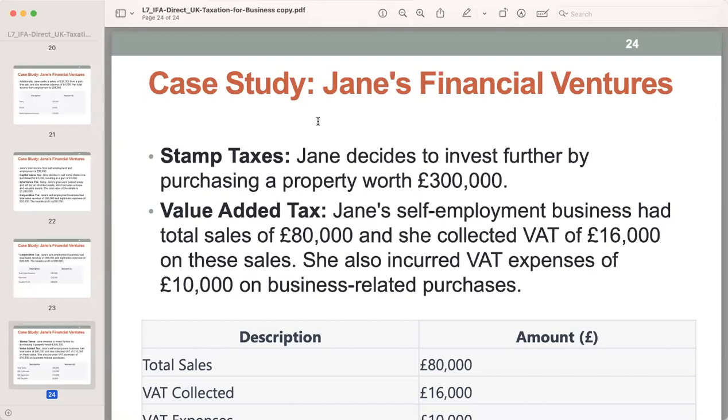When Jane decided to invest further by purchasing a property worth £300,000, she might encounter Stamp Duty Land Tax. Stamp Duty Land Tax is a tax applied when purchasing land or property over a certain value in the UK. The exact amount of stamp duty she pays will depend on the property value and any applicable exemptions.